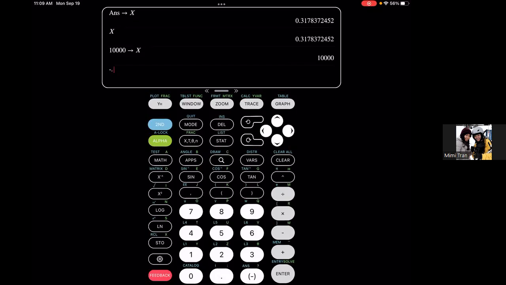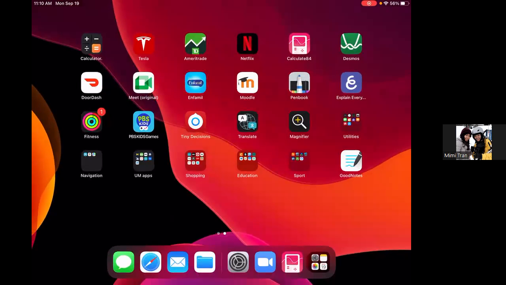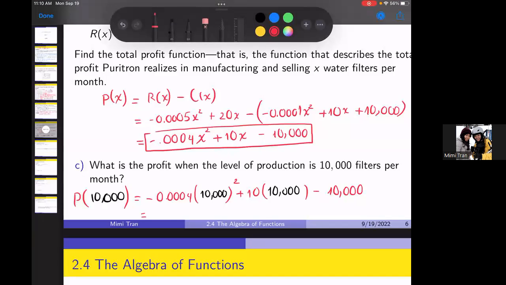So negative 0.0004 X squared plus 10X, and then minus 10,000. That gives 50,000. Does it help? You don't have to type 10,000 every time. So 50,000. Make sure you put your unit, which is the dollar sign.